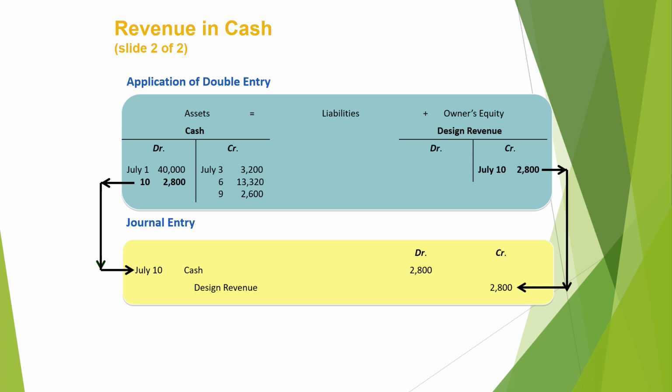Cash needs to go up. It's on the left-hand side of the equal sign, so it goes up on the left, so that's a debit. We're going to call this revenue design revenue. That's the account name for the revenue for this company. And revenue is part of owner's equity with a positive impact to owner's equity, so it increases with a credit. So we're going to credit it to make it go up.